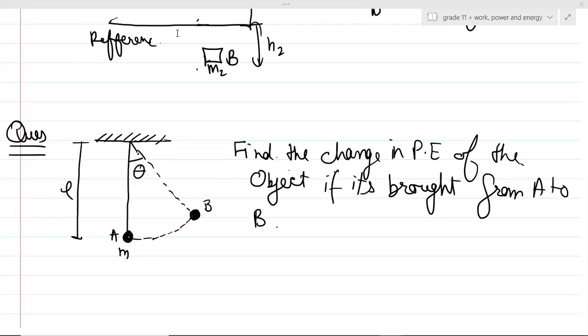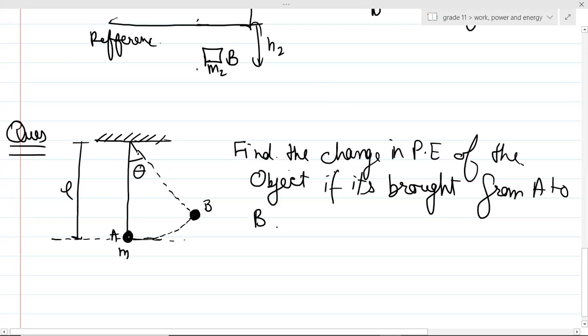Done, guys? Go ahead and declare. So what's the answer, Parinita? I'm not sure. mgL into 1 minus cos theta. It is correct.